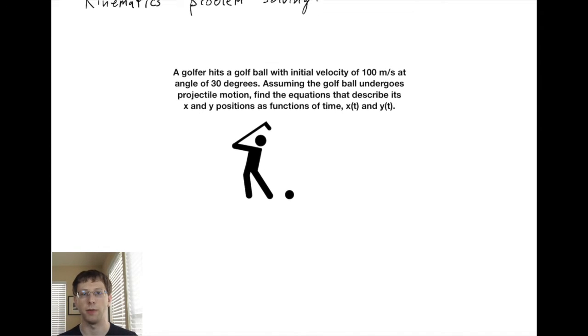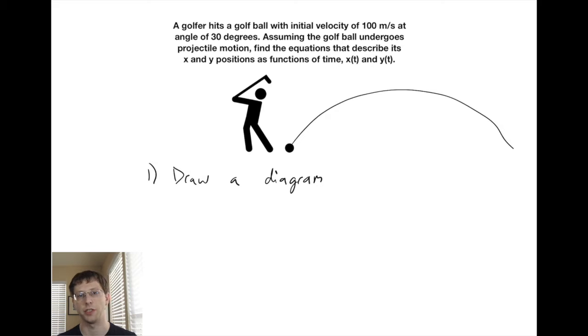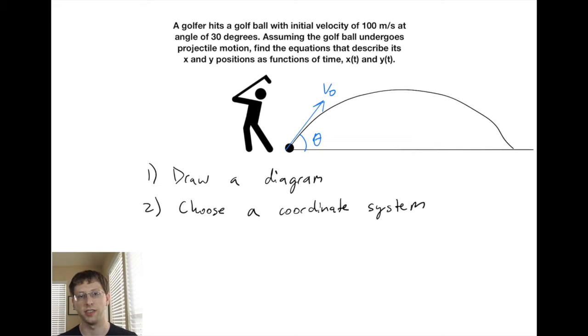In this particular problem, a golfer is hitting a golf ball with a certain initial velocity, and we're trying to determine the position in the x direction and in the y direction as functions of time. The first thing you want to do is draw a diagram. In this case, we can just expand upon the picture that was already shown. We can draw the path of the golf ball, we can draw the axes, which directions are positive, and we can draw the initial velocity vector with its direction. We also want to choose a coordinate system, and that's included in the diagram as well.